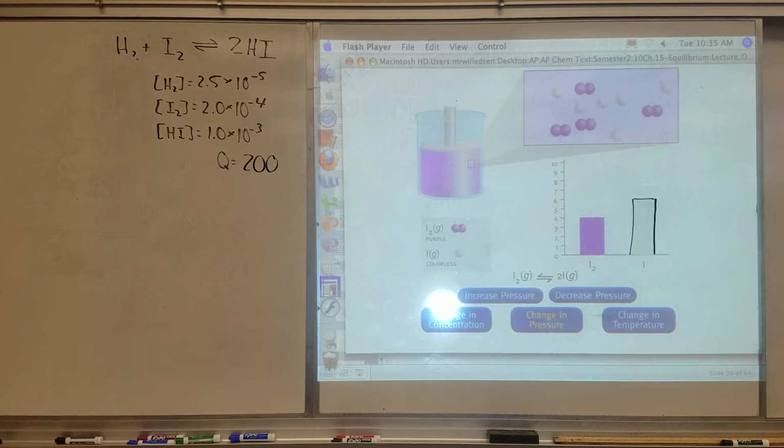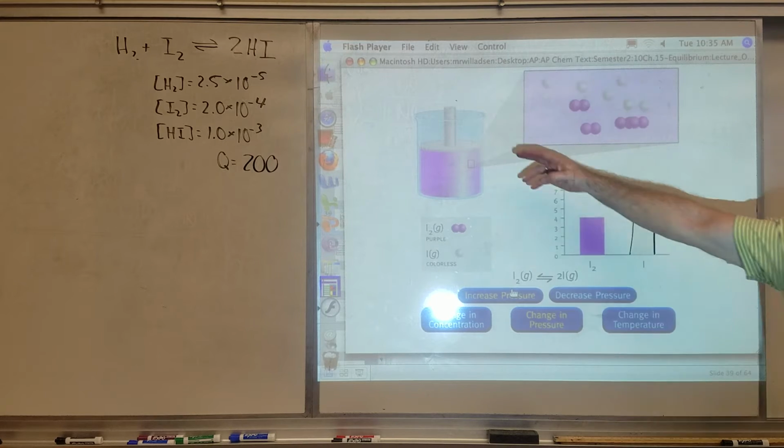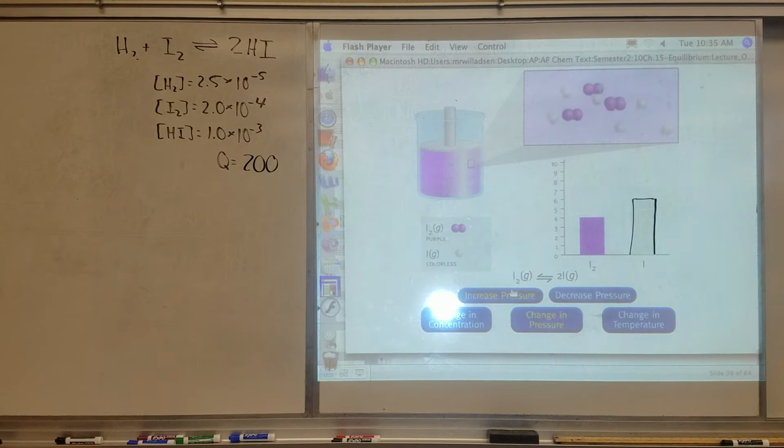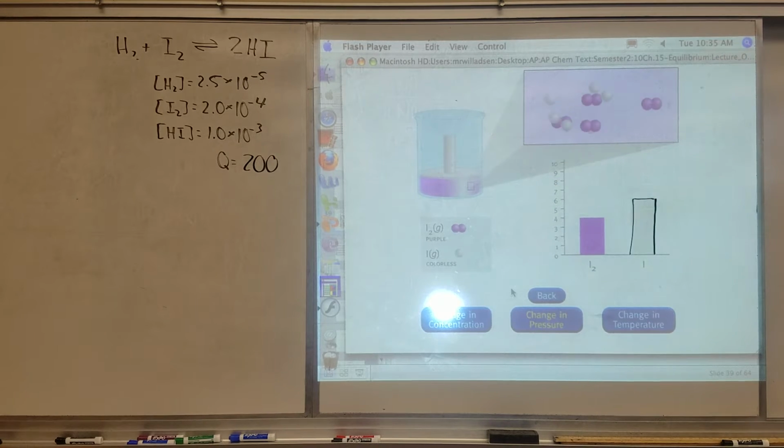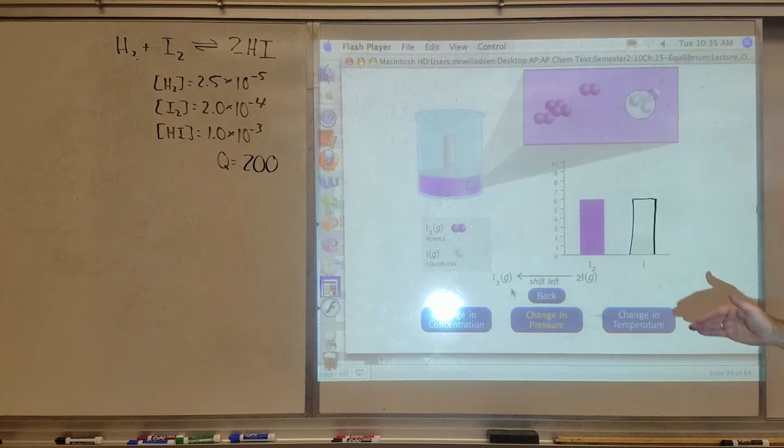Let's see. So increase pressure. Look what we're going to be doing. We push it down, and now let's see which way it shifts. Look at what happens to the color. It was pretty purple. Okay. We see ultimately there's a shift to the left, and it actually becomes more and more purple.